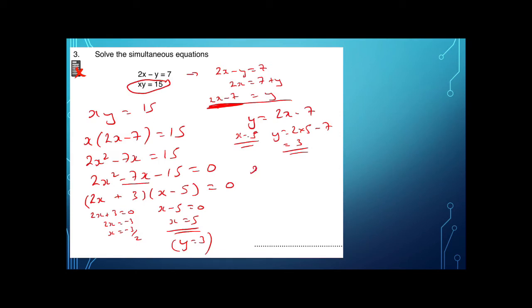And when x is equal to minus 3 over 2, y is equal to 2 times negative 3 over 2 minus 7. 2's cancel, so it's negative 3 minus 7, negative 10. So y is equal to negative 10. So again, we have those coordinate pairs where these two equations are simultaneous, and graphically where they intersect.